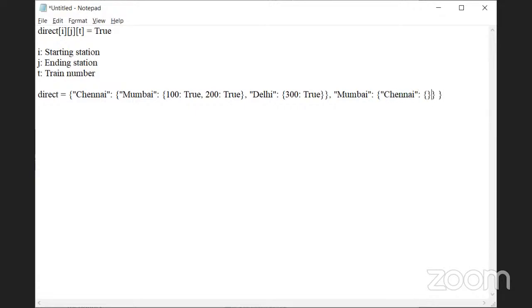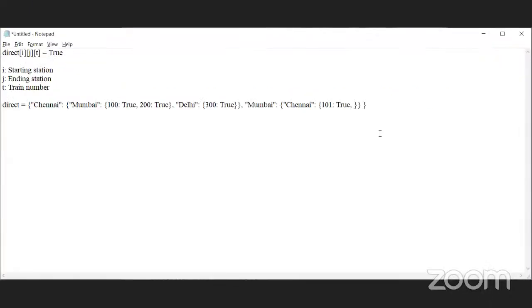And once again, for Mumbai, Chennai, there is another dictionary. As per our data set, you will give the return train as +1. So let's assume 101. Similarly, you get 201. So this is what the particular dictionary will look like.